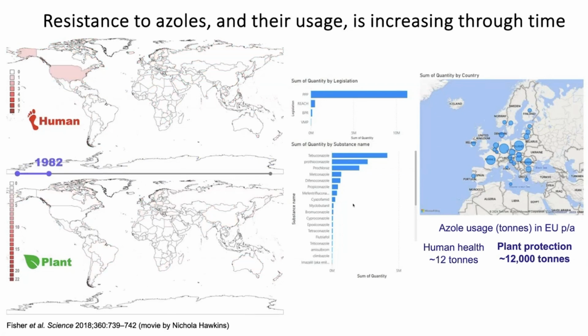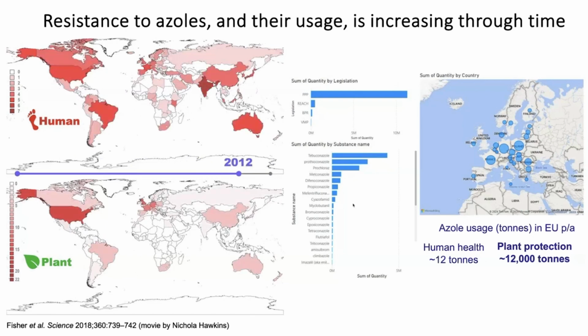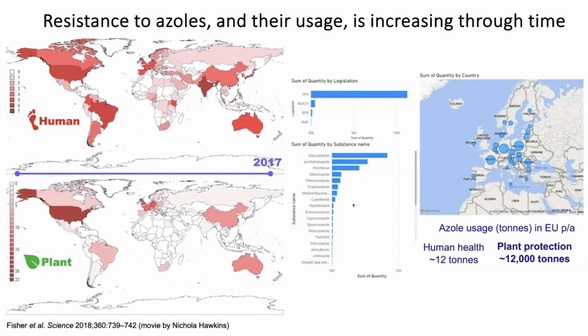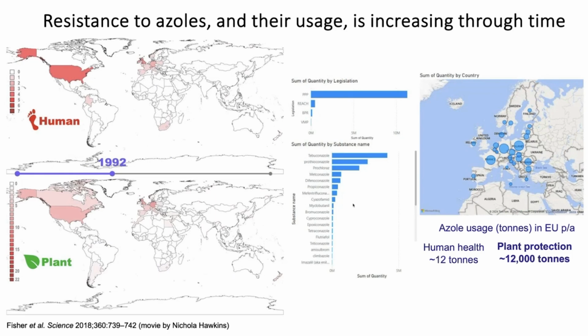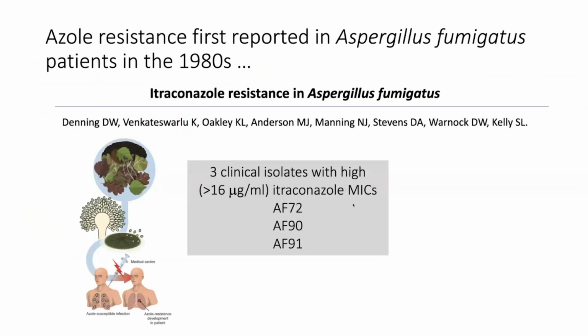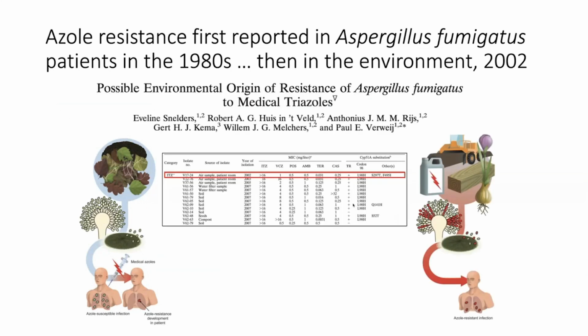This is the usage per ton across Europe. It's relatively steady, but the main point here being that we'll use 1,000 times more azoles in agriculture than we do in human health. So this has led to the now very well recognized problem that resistance to Aspergillus, the most important fungal pathogen to which we're all exposed, evolves in nature. So you can evolve resistance when you're on long-term prophylactic therapy, just through exposure in the lung.